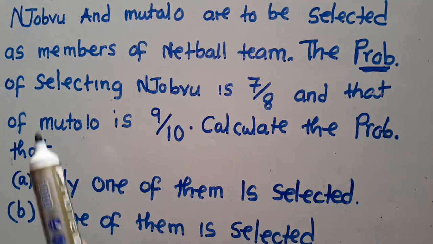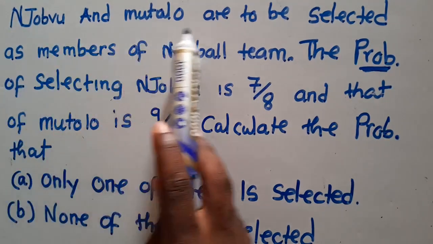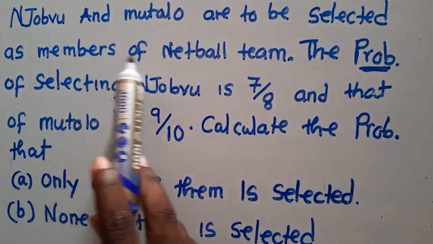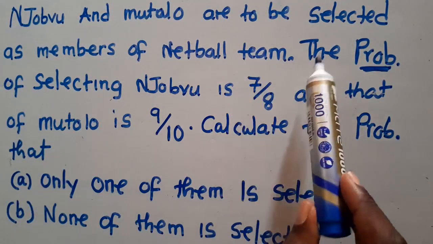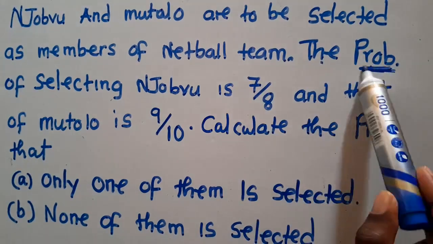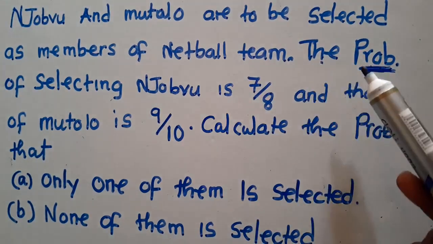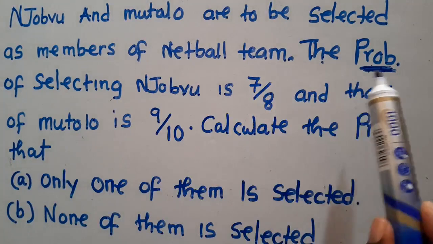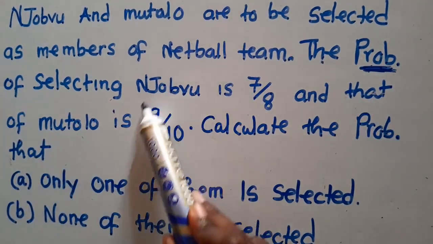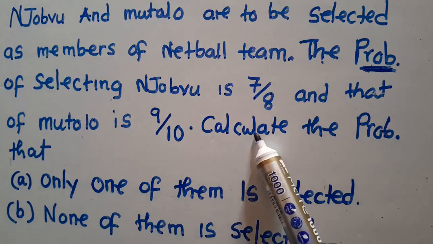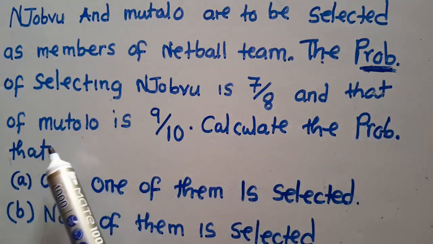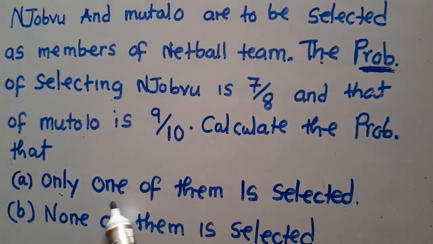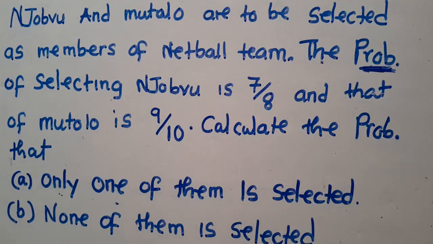I'll read the question. The question is saying, Njovu and Mutolo are to be selected as members of a netball team. The probability of selecting Njovu is 7/8, and that of Mutolo is 9/10. Calculate the probability that only one of them is selected. This is the question. Have you seen how interesting it is? You find the probability that only one of them is selected.